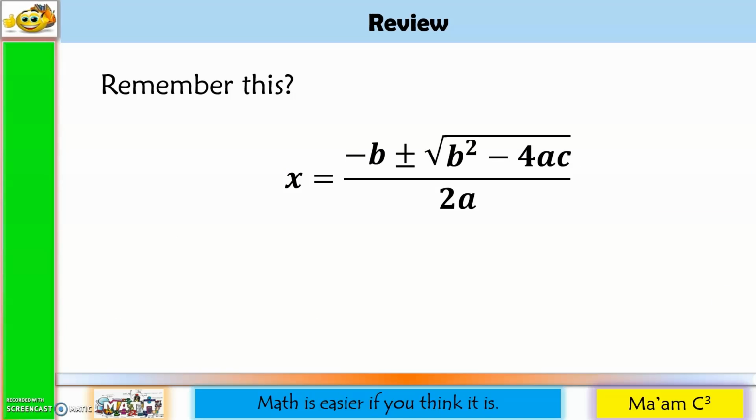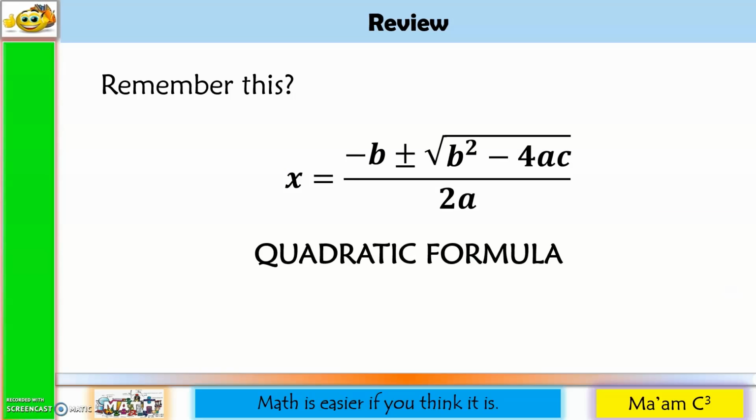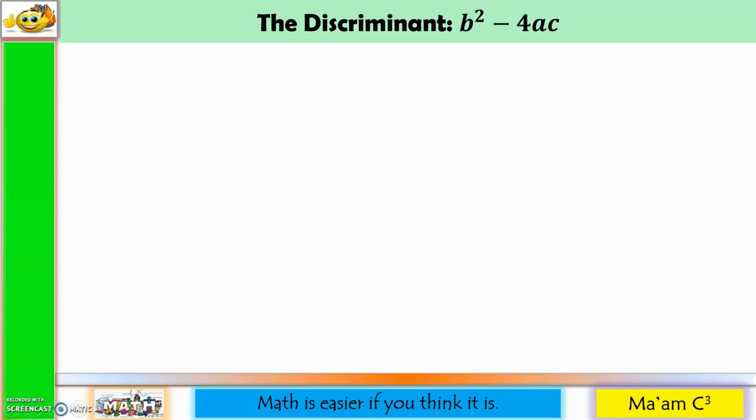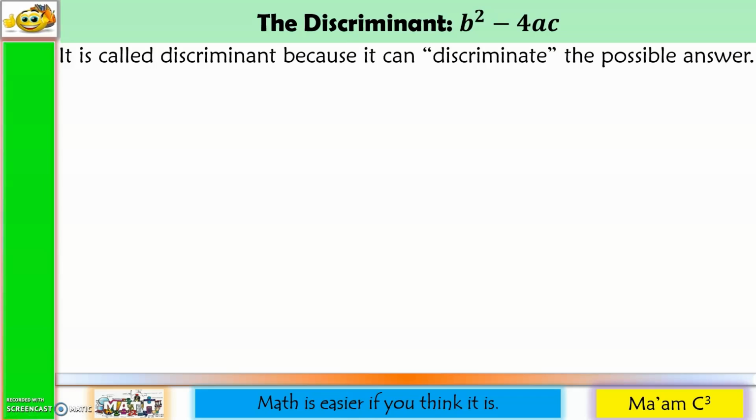Do you still remember this? This is what we call quadratic formula. But do you know that there is a special name under the square root symbol, b squared minus 4ac? b squared minus 4ac is called the discriminant. Let us talk more about the discriminant b squared minus 4ac. It is called discriminant because it can discriminate the possible answer.